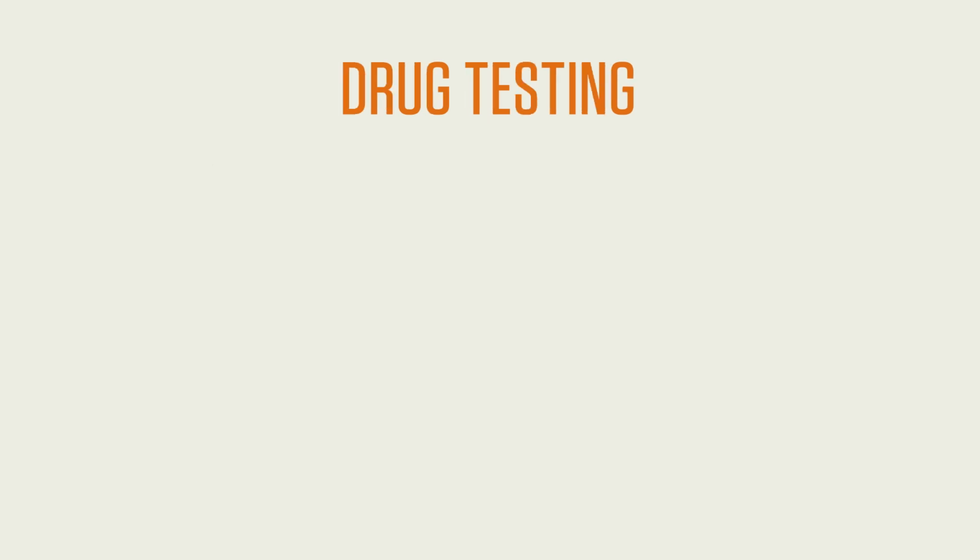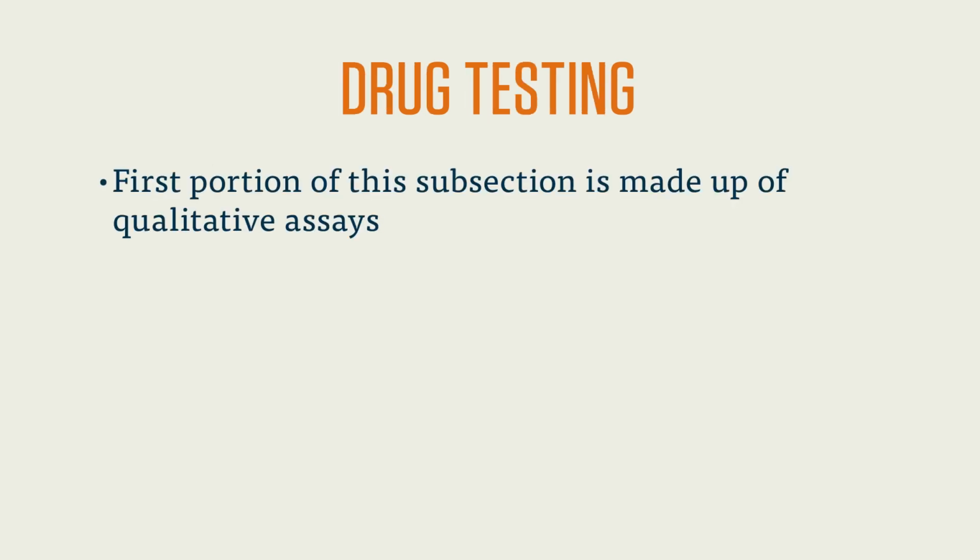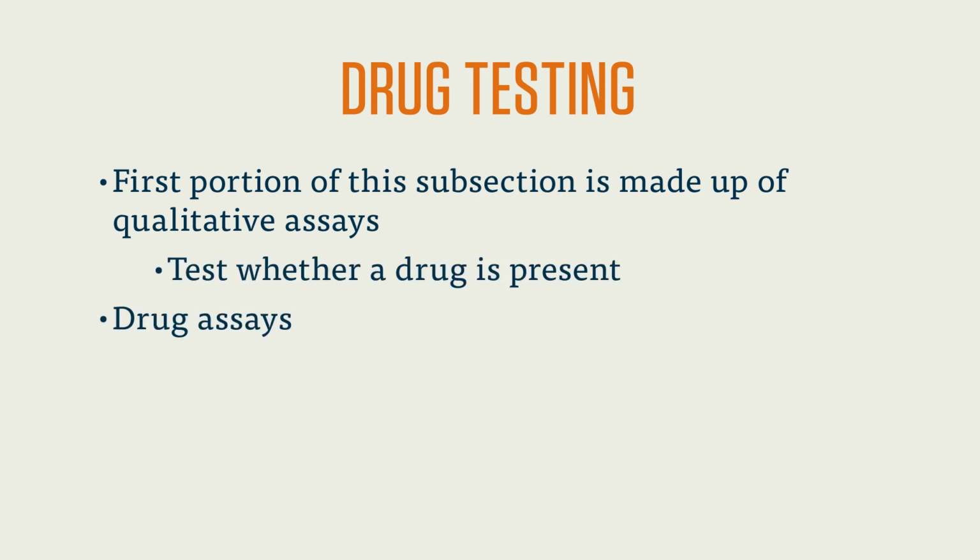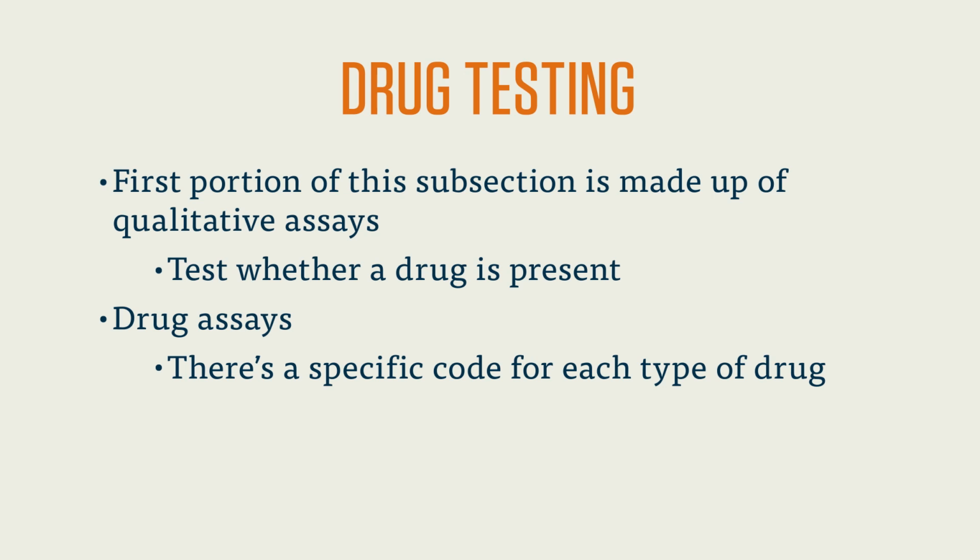Up next is drug testing. The first portion of this subsection is made up of qualitative assays. They test whether a drug is present. Then there are drug assays. There's a specific code for each type of drug. These drug assay codes are all quantitative. How much lidocaine in the system, for instance.